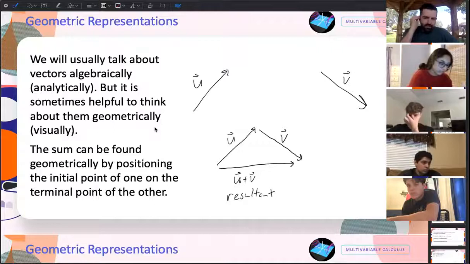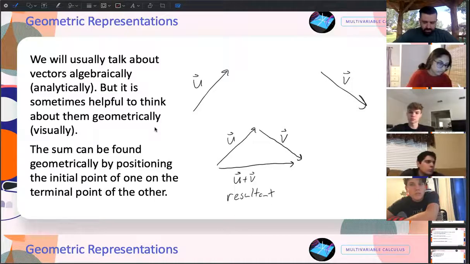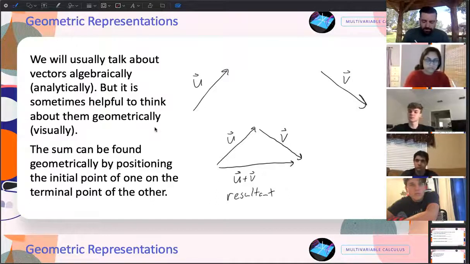Geometrically, it can be nice to picture what's happening, but we tend to do it in analytic ways. The difference, you could do u minus v or u plus a negative v, and I think I have that in here somewhere later.